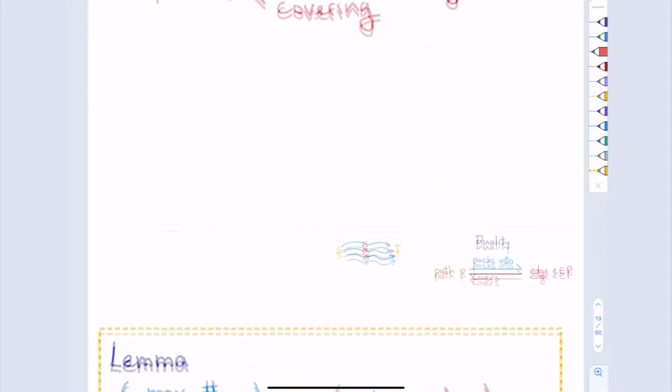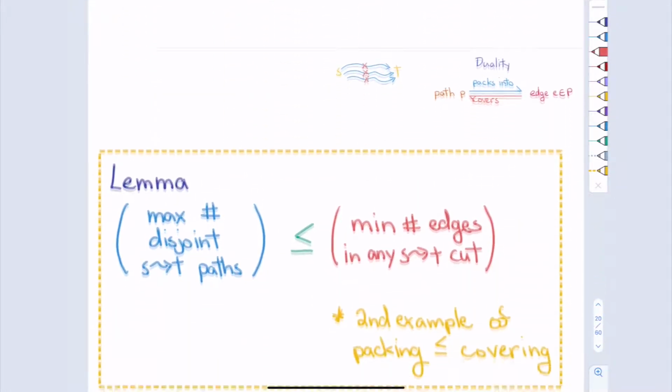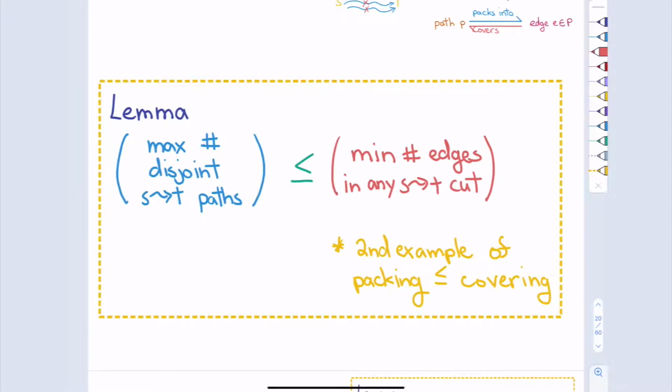So, here's a lemma that we've essentially already discussed, relating those two problems. For any graph, the maximum number of edge disjoint S to T paths is bounded above by the minimum number of edges in any S to T cut.